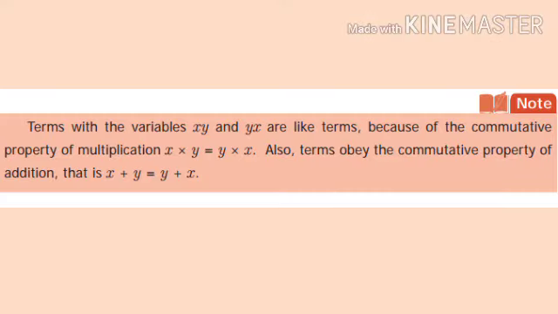Terms with the variables xy and yx are like terms because of the commutative property of multiplication. What is the commutative property of multiplication? Changing the order of multiplication does not change the value of the product, that is x into y is same as y into x. That's why we can say that the terms with the variables xy and yx are like terms. Also, terms obey the commutative property of addition, that is x plus y is same as y plus x.